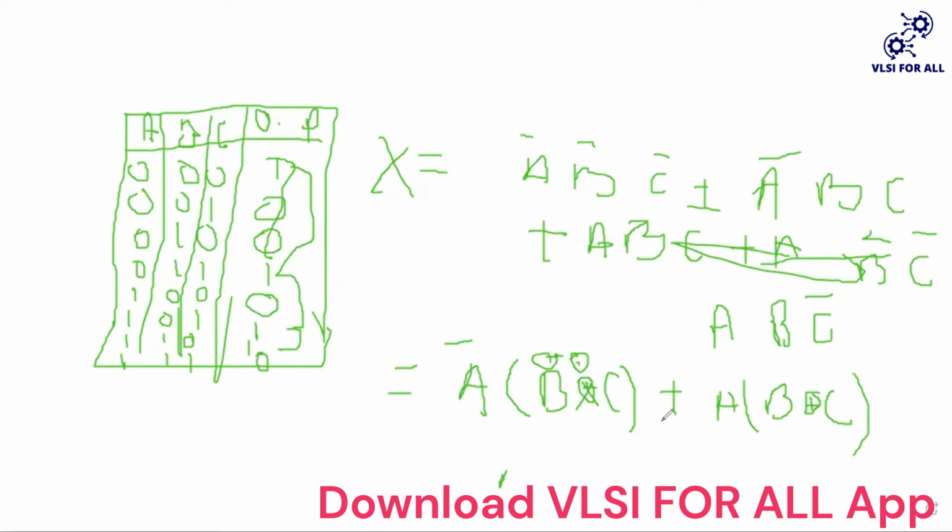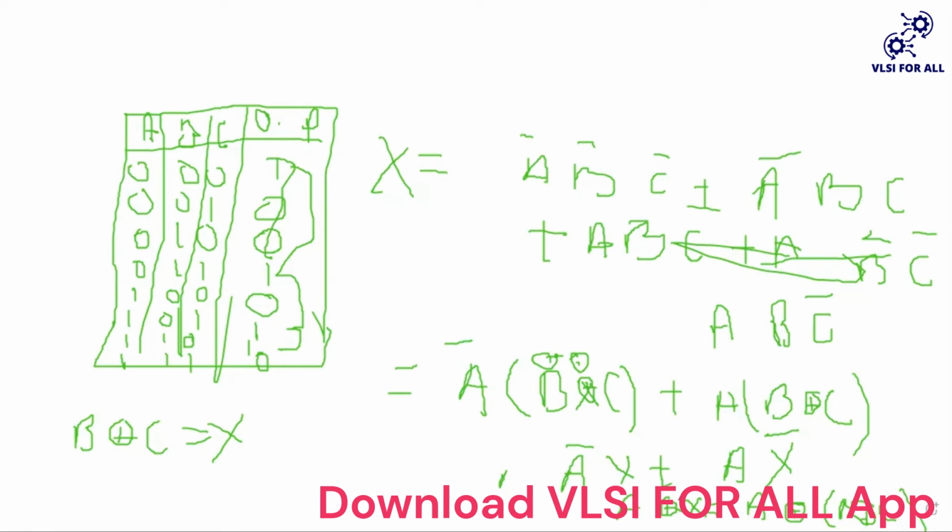So from this equation, we can directly write the equation as A bar times B XNOR C plus A times B XOR C. Suppose we take B XOR C as X. So the equation becomes A X plus A X bar. So this equation becomes A XOR X. And X is B XOR C, so it is A XOR B XOR C.